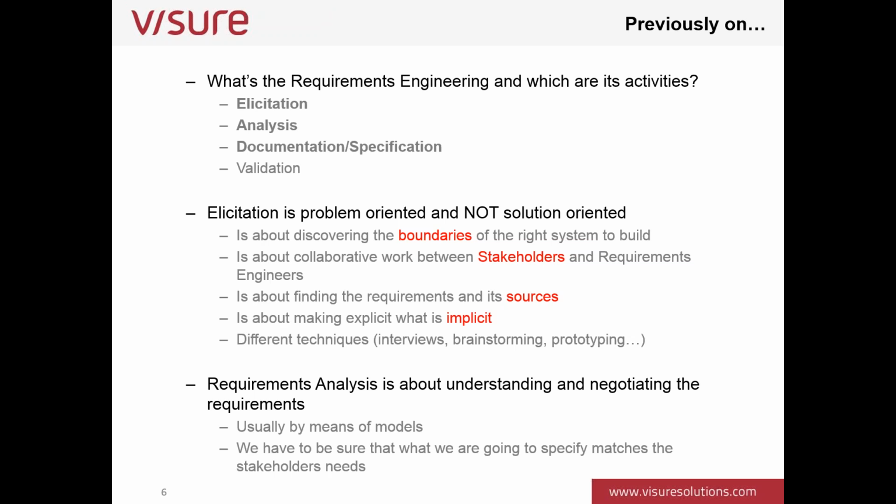After that, we focused in a different webinar on the requirements analysis, which is about understanding and negotiating the requirement. Usually, we recommend doing that by means of models. Models are a good tool for ensuring that you are understanding properly the requirement, that you are understanding what the user is asking for. So basically, the analysis is important for ensuring that what we are going to specify matches the stakeholder needs.